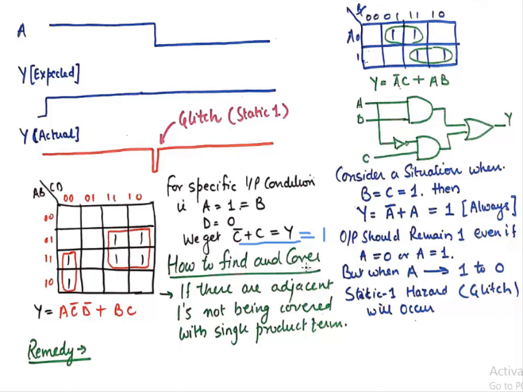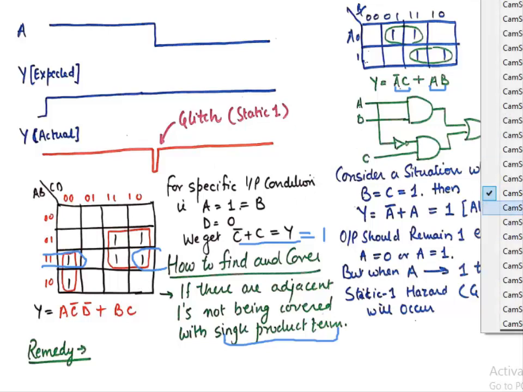So how do you find and correct this glitch? Now, correcting a glitch in digital circuit design terminology is known as covering the glitch. And you could easily find that through a K-map: if there are adjacent ones that are not being covered with a single product term, then there will be a glitch and the circuit is hazardous. So we have these two ones which are adjacent, but they are not covered under the same product term. This one is covered by this and this one is covered by this. So when such a situation occurs, a glitch will occur and the circuit will be hazardous. And in this circuit, this one and this one are adjacent, but they are not covered with a single product term. So a circuit hazard will occur.